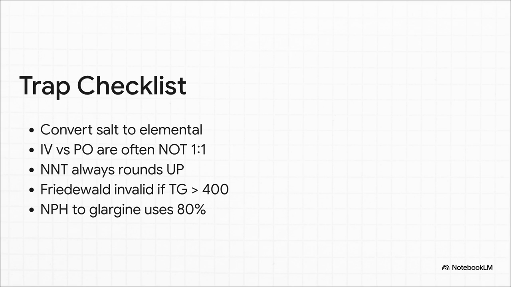3. For number needed to treat, always use a decimal for ARR and literally always round your final patient count up. 4. Before you even think about calculating LDL, check those triglycerides. Over 400, stop. And 5, watch like a hawk for that NPH to glargine 80% reduction rule.